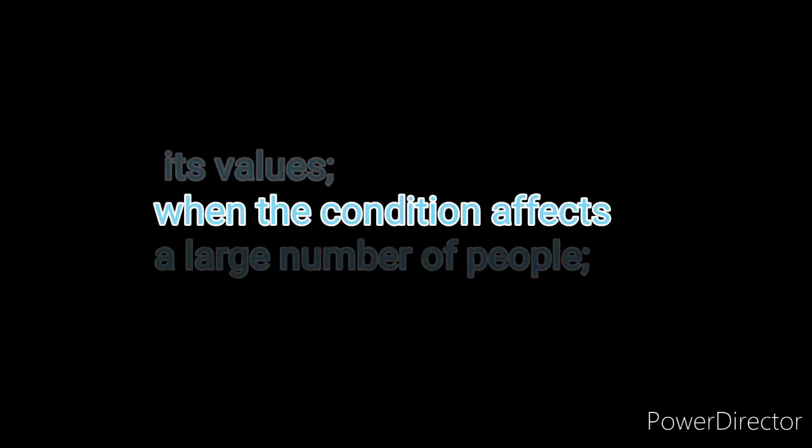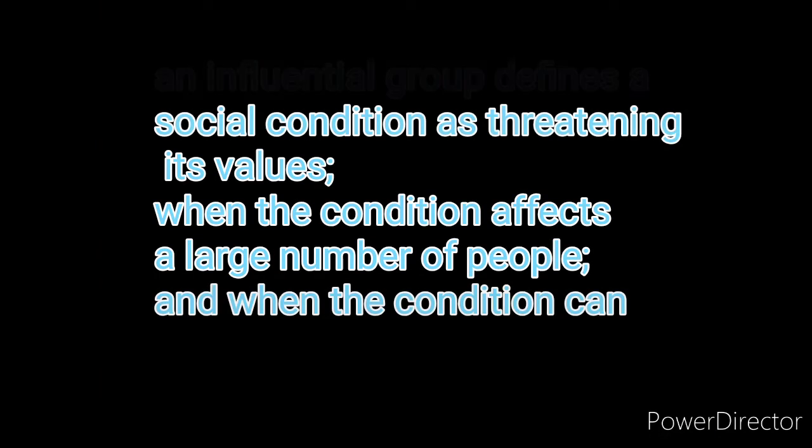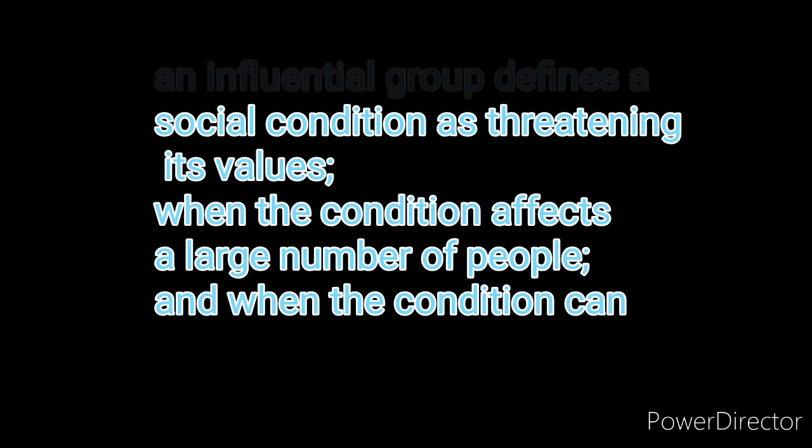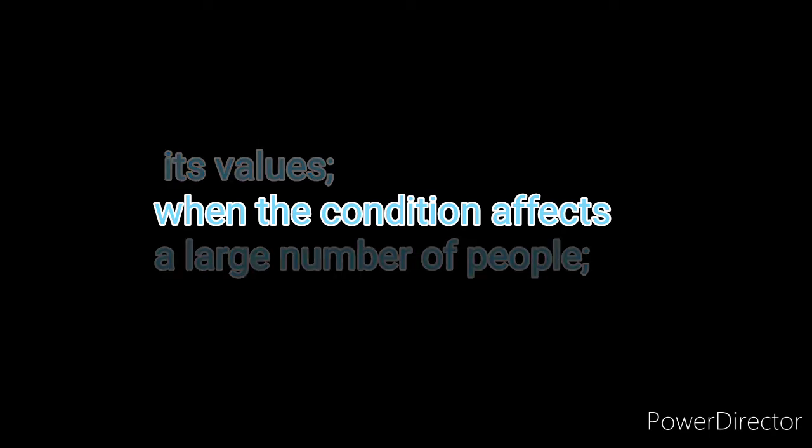Kitsuse in 2000 defines social problem as existing when an influential group defines a social condition as threatening its values, and when the condition affects a large number of people, and when the condition can be remedied by collective actions, right?